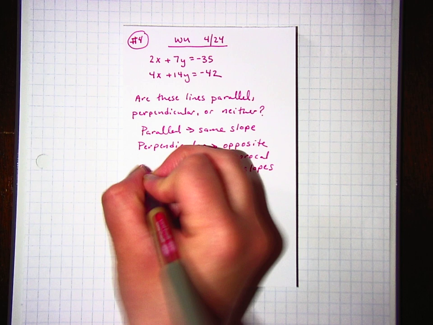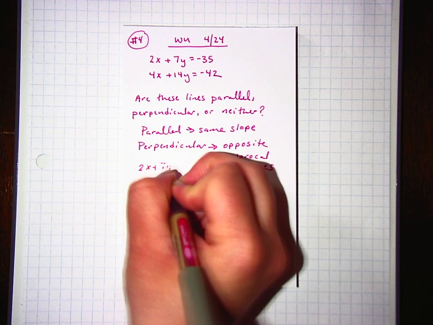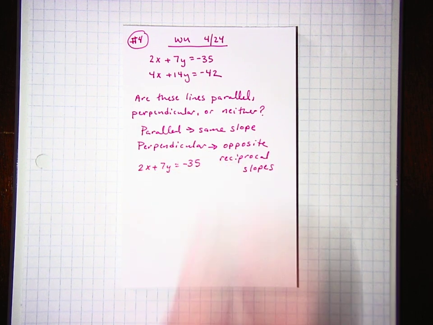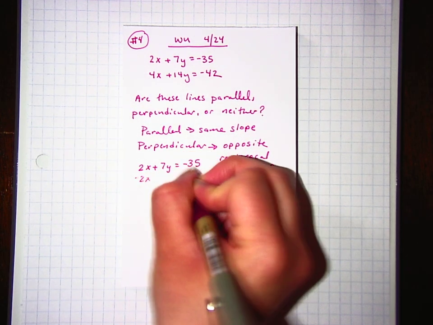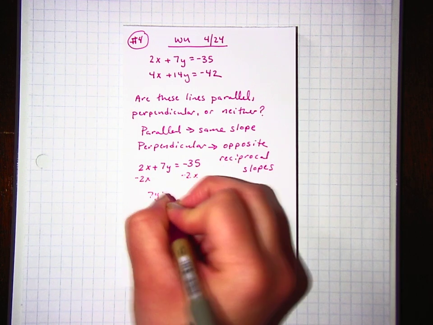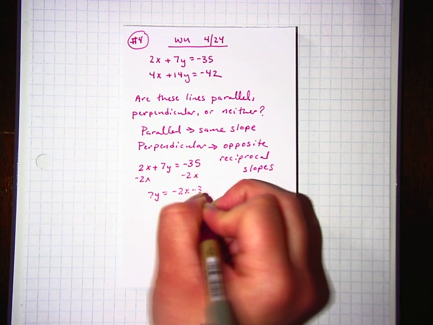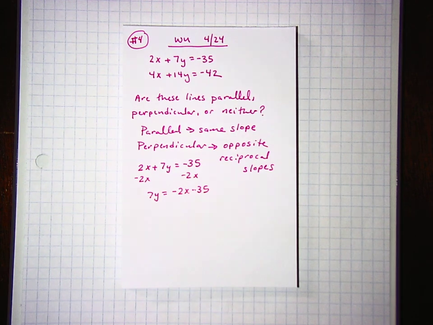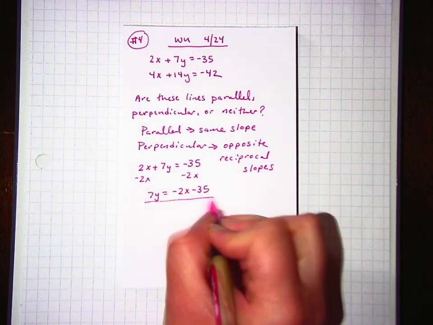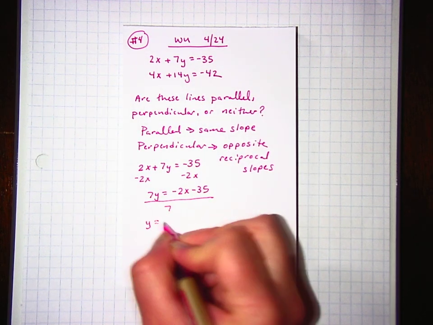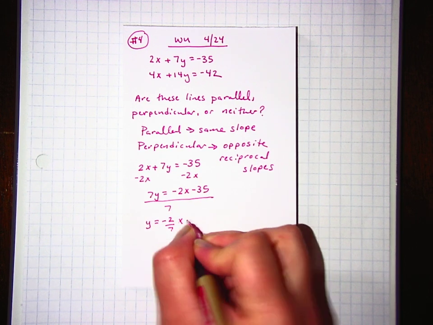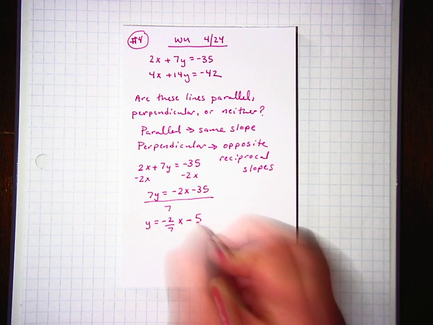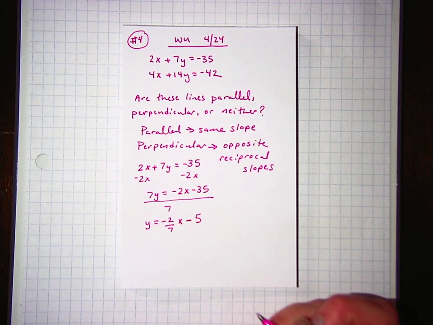So I'm going to take that first equation and start solving for y. So I'm going to first move the 2x. Now I've got 7y equals negative 2x minus 35. And then I'm going to divide by 7 to get y by itself. So this is y equals negative 2/7 x. Let's see, 35 divided by 7 is 5, and we got negative there, so that's negative 5. So that's our first equation.